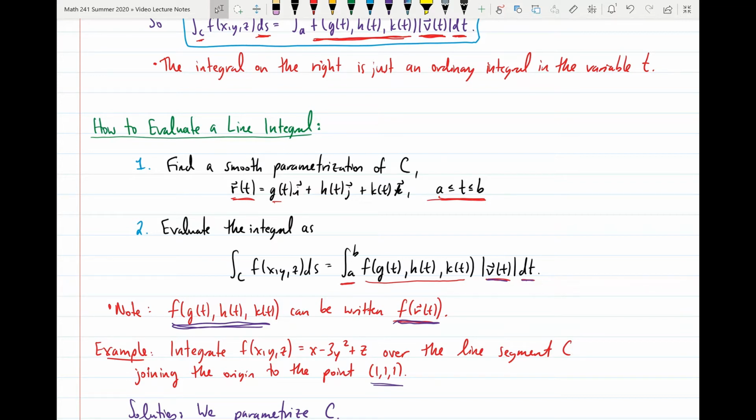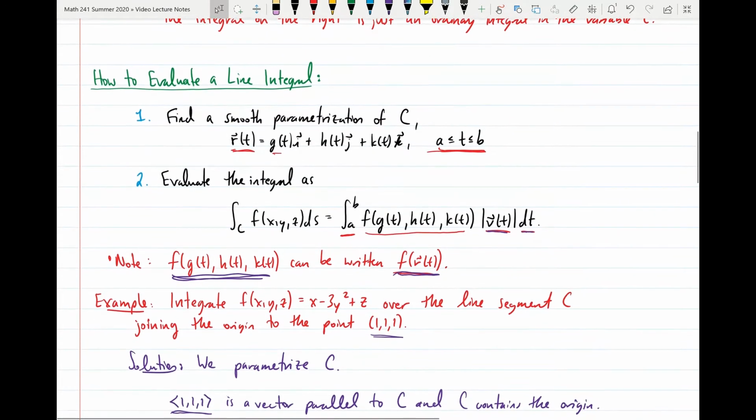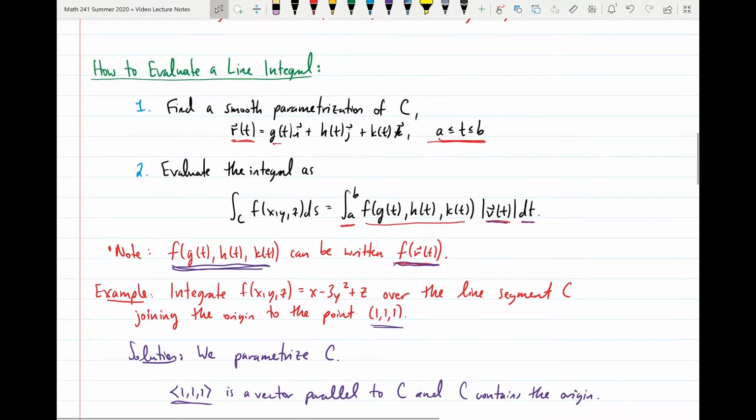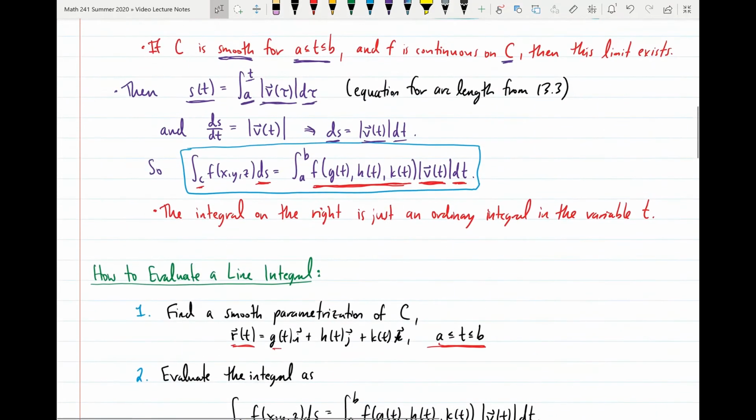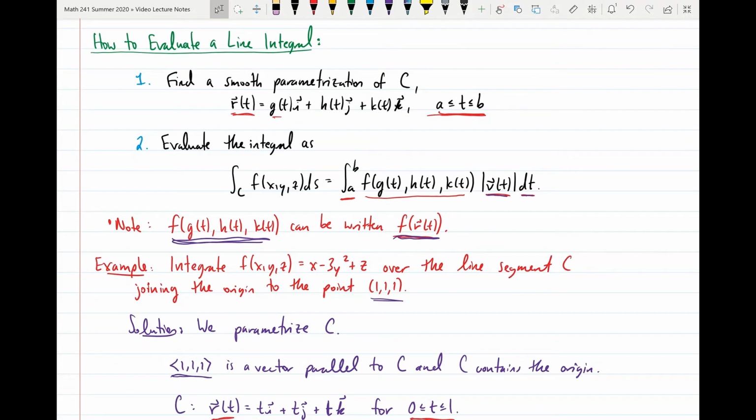Notice that these are just vector valued functions that are tracing out your curve. And then secondly, you want to evaluate the integral using this equation that we just developed up here. So we can write the line integral of f of x, y, z over the curve C equal to the integral from a to b of f of g of t, h of t, k of t times the magnitude of the velocity function dt.